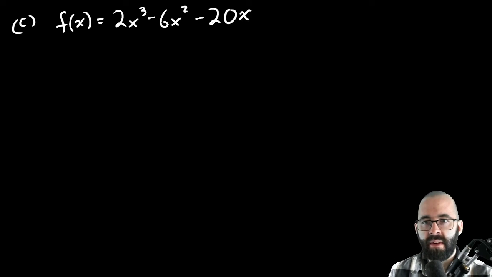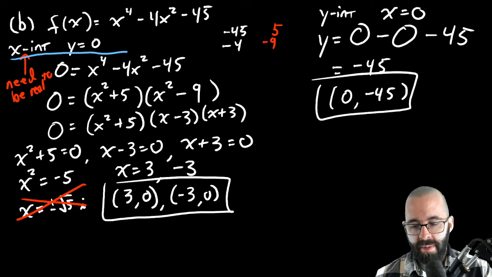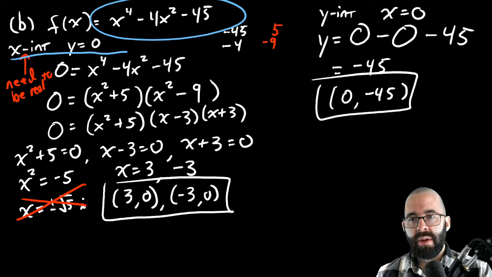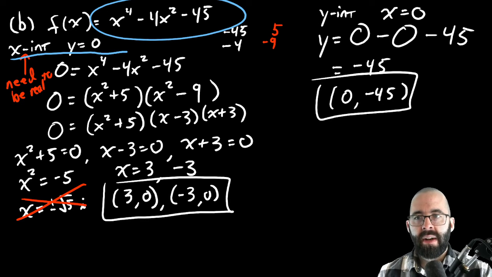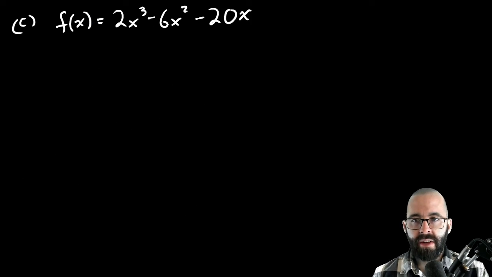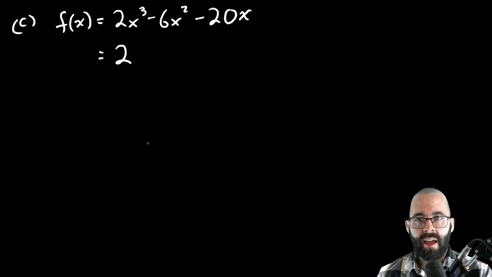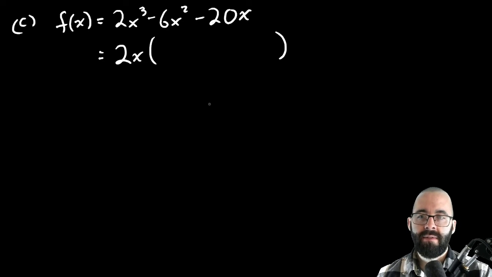Part C. F of x equals 2x cubed minus 6x squared minus 20x. This one is going to factor a little differently. You're always going to try, and I should have commented in the last one, whenever possible, you want to pull out the greatest common factor. Whenever possible, you want to take out the biggest thing that they have in common. In the last one, there was nothing in common, but in this one, they do have things in common, right? All of these numbers have a 2 in them, so take that out. All of these numbers have an x in them, so take that out. And then what's left over is going to make things easier.